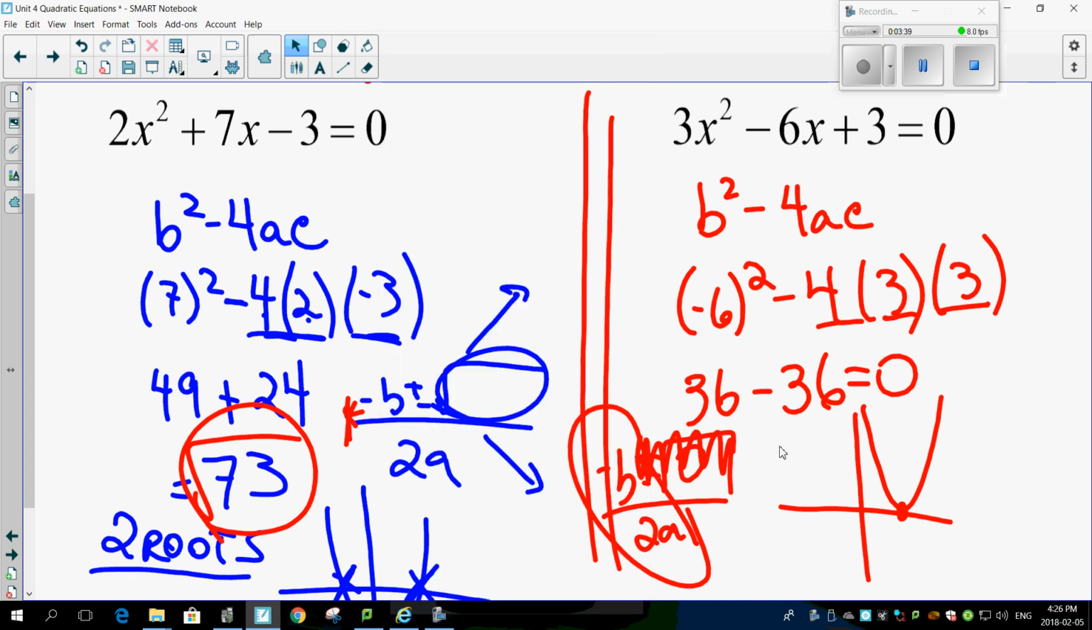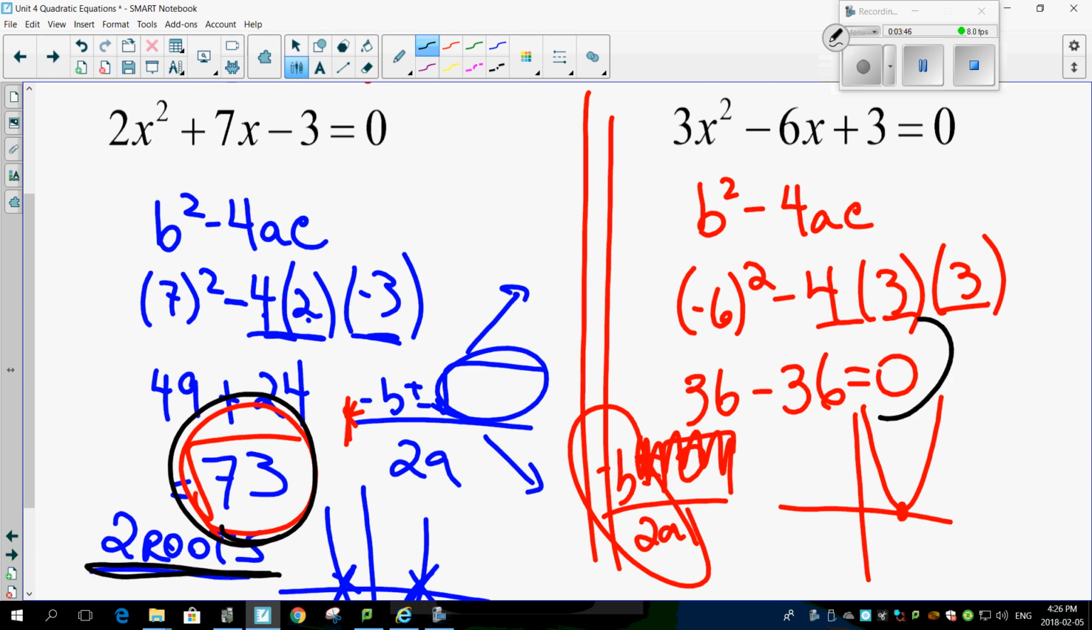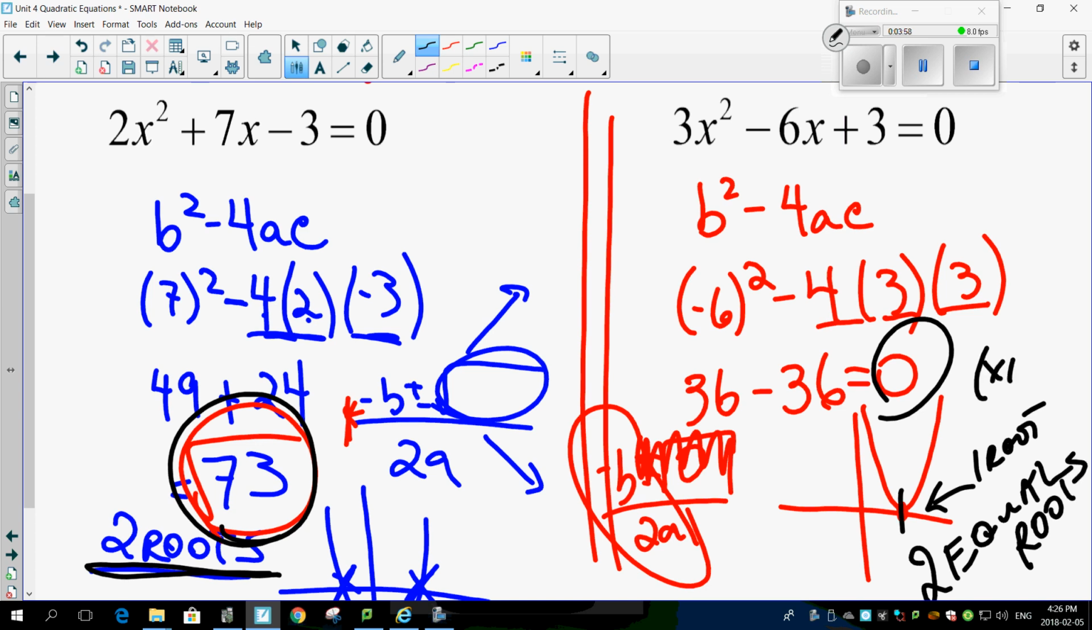Okay, so let's recap here. Because this is square rootable and a positive number, you're going to have 2 roots. Because this is 0, you're going to have 1 root, or what they call 2 equal roots. Okay? And the reason why it's 2 equal roots is because that is going to be x plus 1 squared. So you get 2 roots that are exactly the same. Check out a previous podcast, and that should help you out.